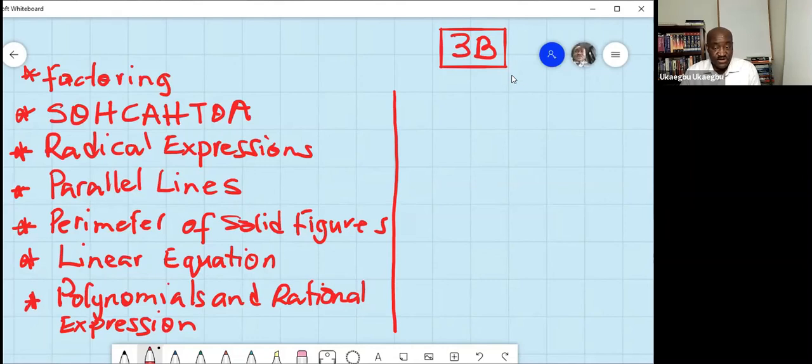Now, why is factoring important? So let's start with factoring. First of all, what is a factor? What's a factor?